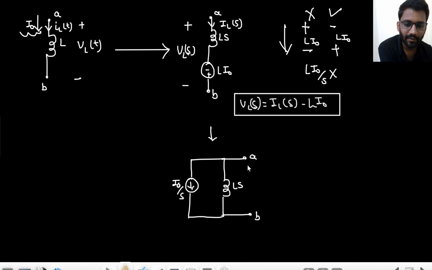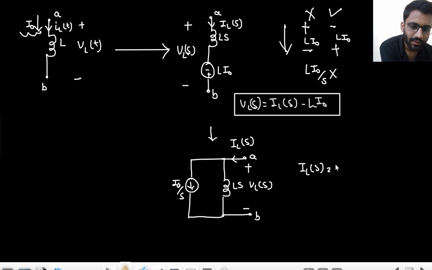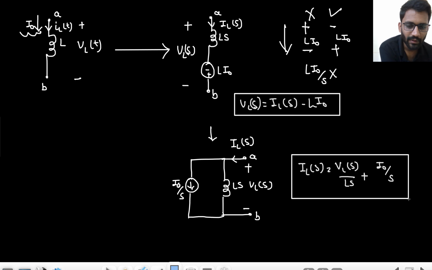And what will be the VL of S? This will be your VL of S. And what will be your IL of S? That will be this value, IL of S. If you want to write IL of S, what will you write? VL of S by Ls plus I naught by S. So this is your VL of S.